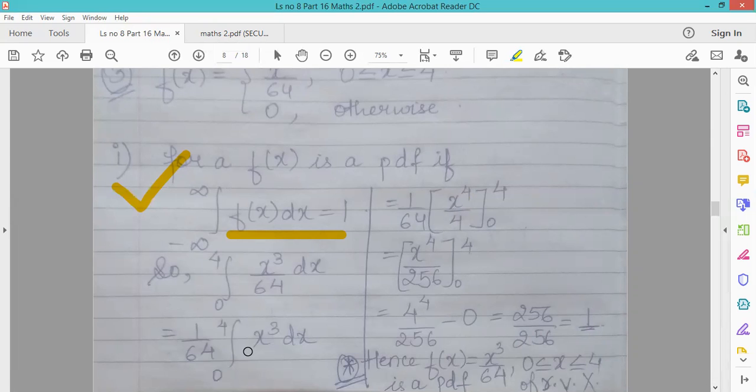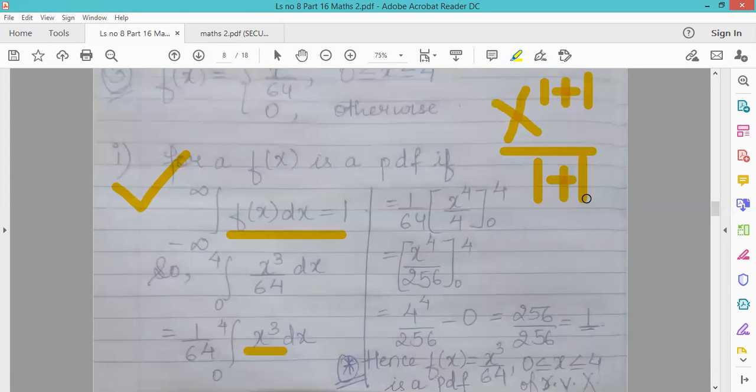Now what is integration of x cube? It is in the form of x raised to n. So the formula is x raised to n plus 1 upon n plus 1. Okay? And we are not writing plus c because we have already been given the limits, the value is between 0 to 4. So x raised to 3 plus 1 upon 3 plus 1, you get x raised to 4 upon 4.